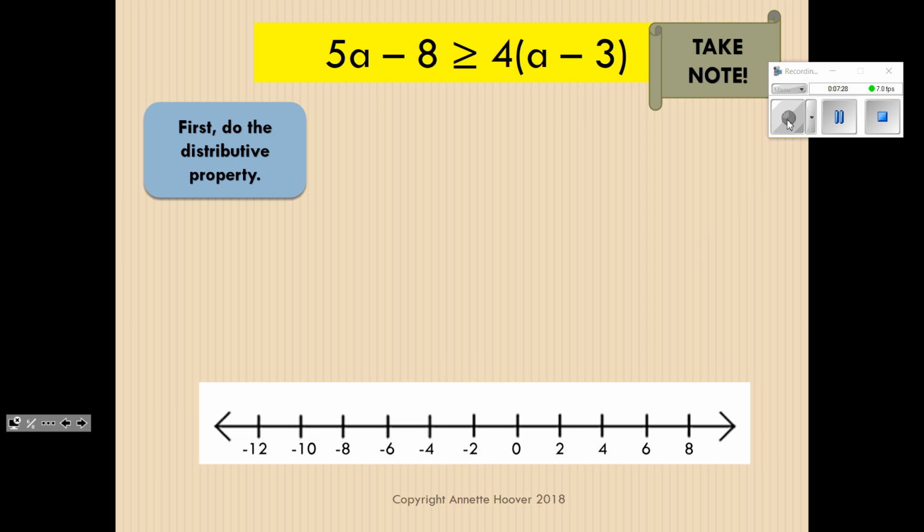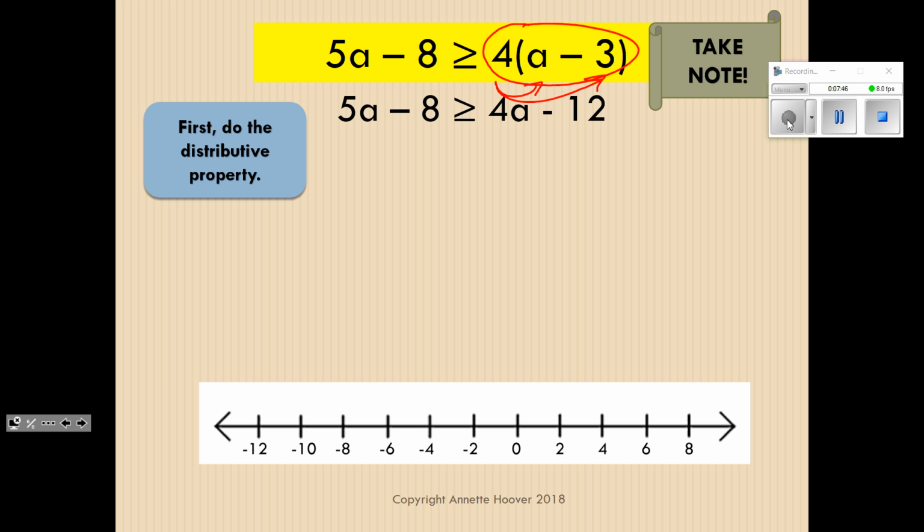Here we have the distributive property on the right side of the equation. So that's what we want to do first. We're going to do 4 times a and 4 times negative 3. 4 times a is 4a. 4 times negative 3 is negative 12. Now we have a variable on both sides.